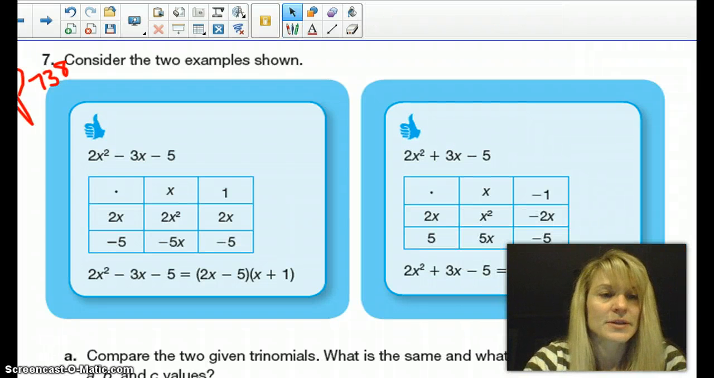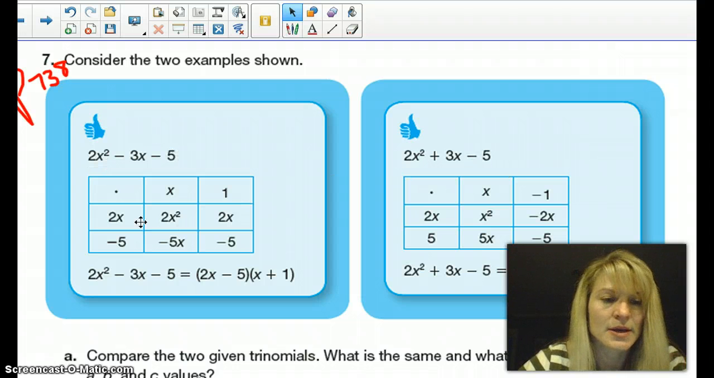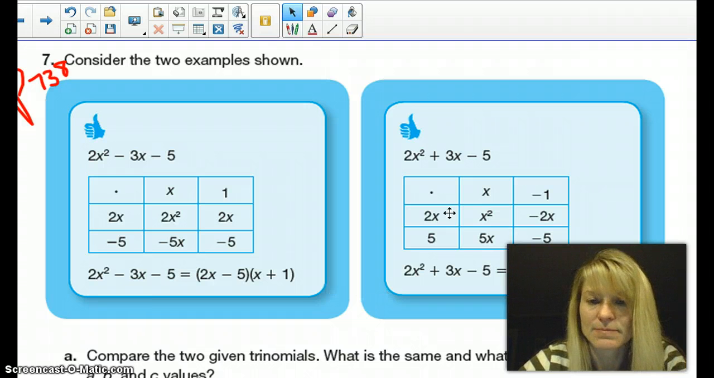Okay, on 738, number 7 asks you to look at these two examples. They have two trinomials. You want to find how this one is different than this one. They have their 2x squared here. They have their constant here. And they found that negative 5 and 2x give you the center term. And same thing here.